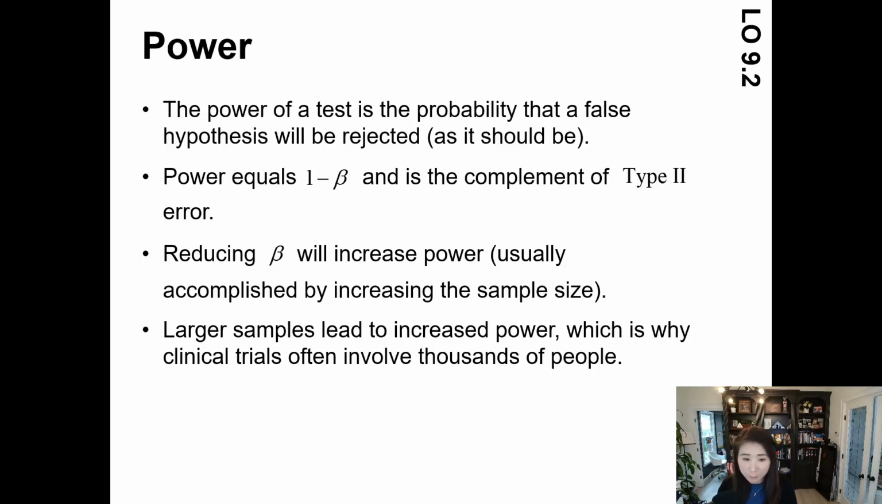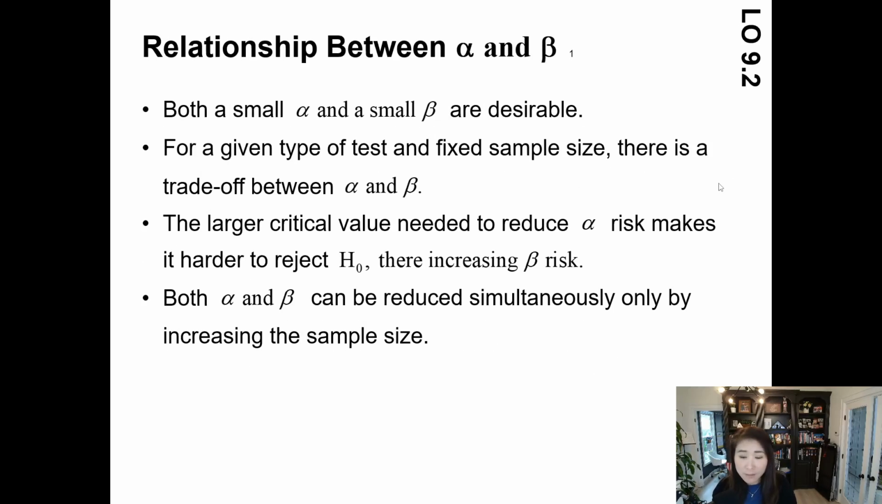Okay, so keep in mind, we love a larger sample size when we do hypothesis testing. Now, let's look at the relationship between alpha and beta. Both a small alpha and a small beta are desirable. Like I said, we want to control the probability of making both type 1 and type 2 errors. However, if we have a given fixed sample size, given we only use that one test, you need to know there is a trade-off between alpha and beta.